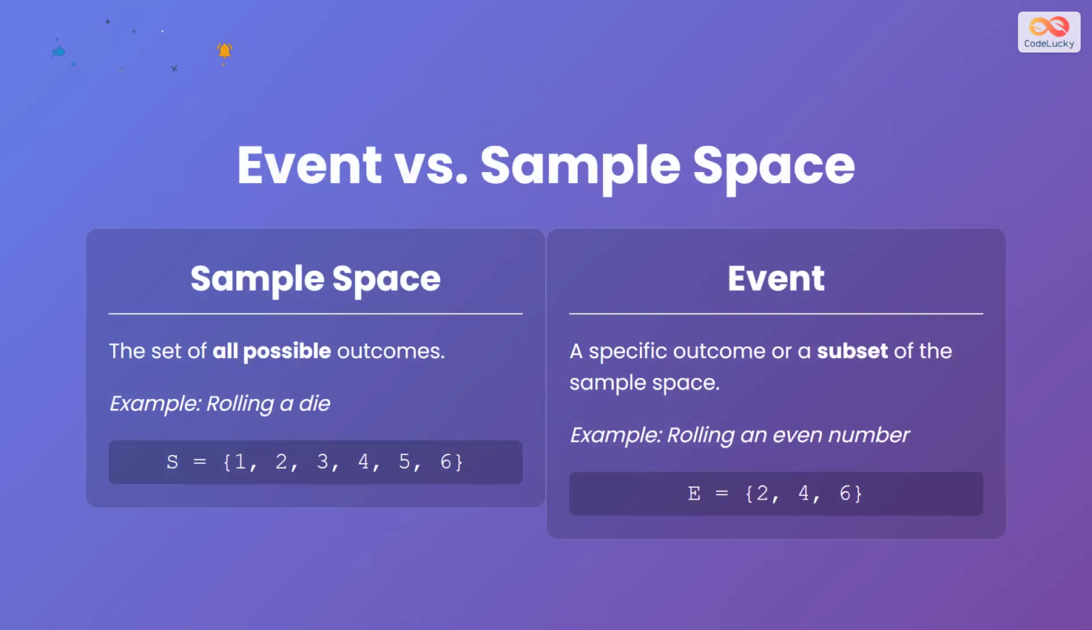It's important to understand the difference between an event and the sample space. The sample space is all possible outcomes. An event, on the other hand, is a specific outcome or a smaller group of outcomes from that sample space. For example, rolling an even number on a die is an event. That event is the set of 2, 4, and 6, which is a subset of the total sample space.